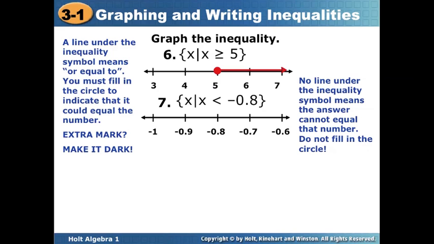Here we will have an open circle on the -0.8. No line under the inequality symbol means that the answer cannot equal that number. So an open circle, and we're going to shade towards the less than side. Neatly shade your number line and also shade the arrow.